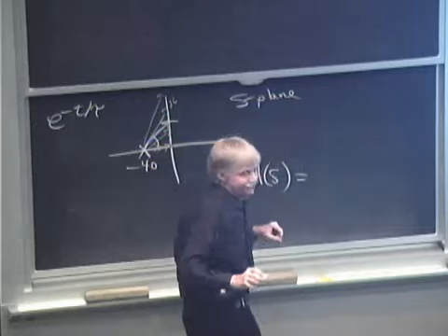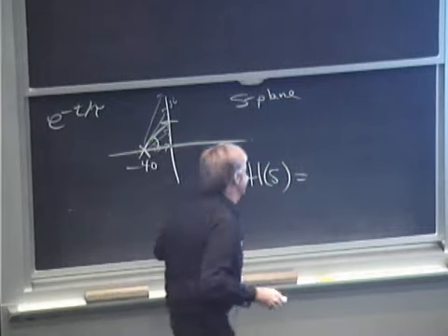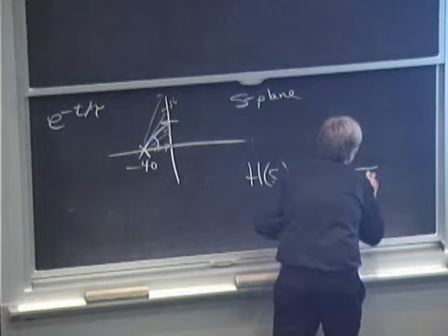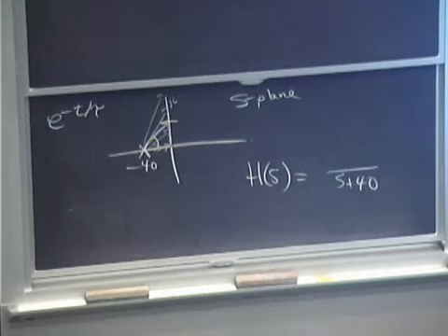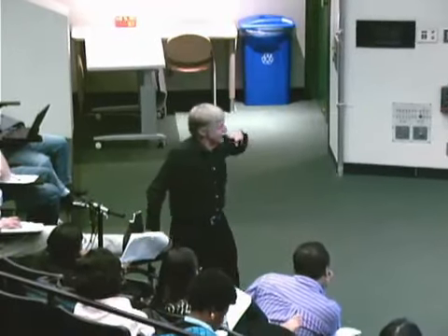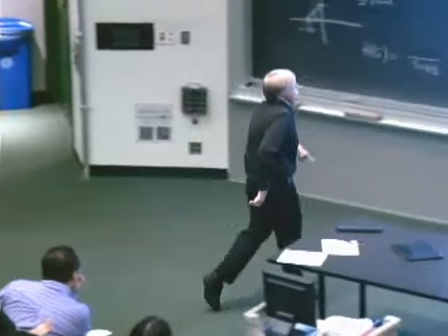What's H of s look like? It says something over s plus 40. Exactly. Something over s plus 40. What would you like the something to be? We'd like it to be some k. We'd actually like it to be related, for example, to the open loop gain.